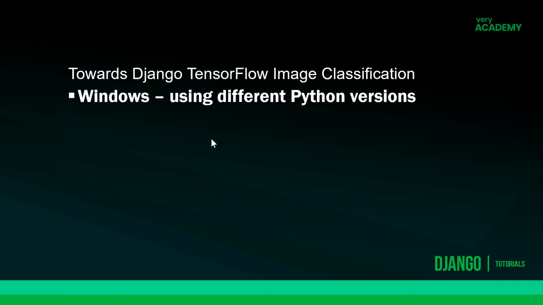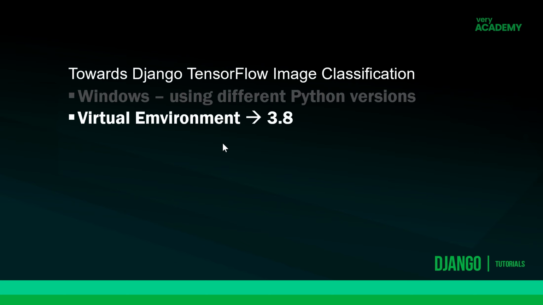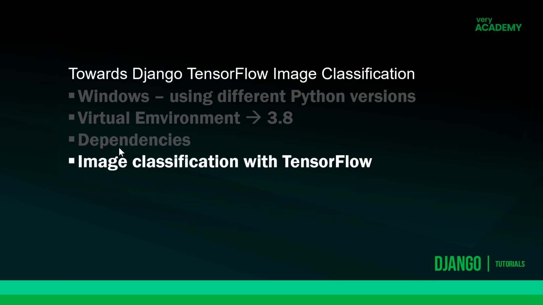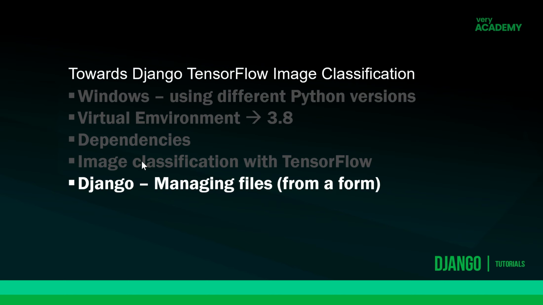Here was a simple example of utilizing different Python versions in Windows. We then created the virtual environment in 3.8, and then we installed those dependencies, and there wasn't too much to do really. That pre-created model was and is a great way of working quickly to integrate machine learning into your application. You can see that we've got a useful image classification tool that you might want to integrate within your software. And then we looked at, very briefly, Django managing files from a form.